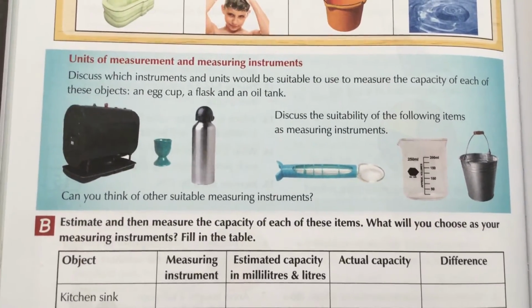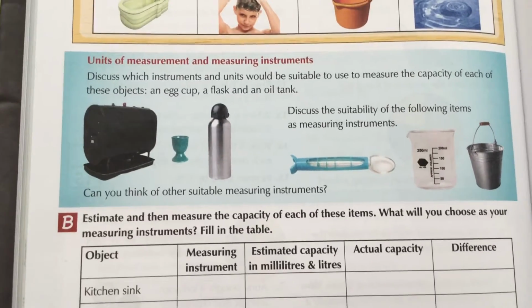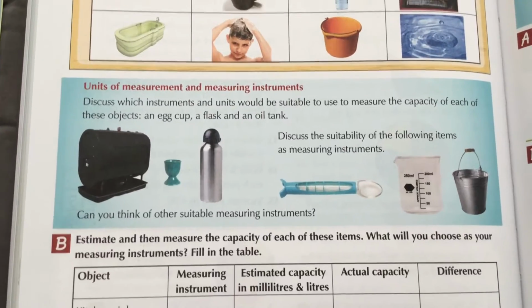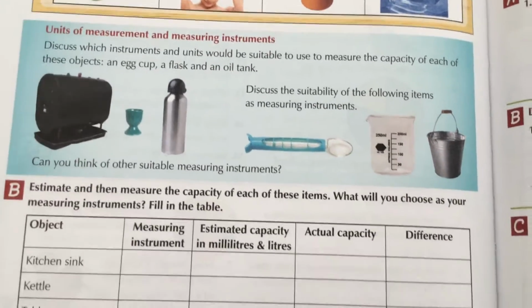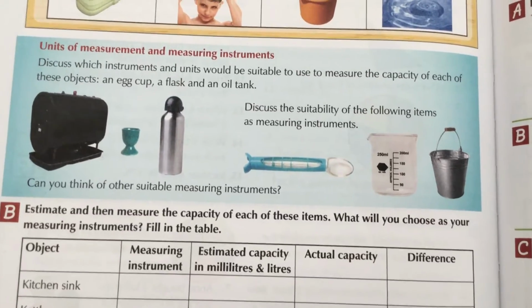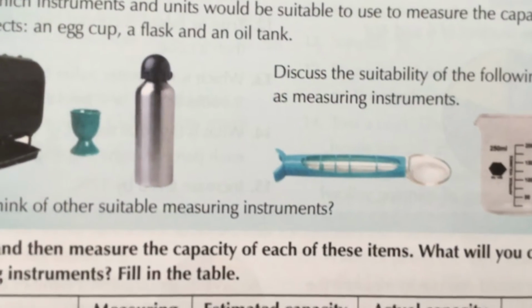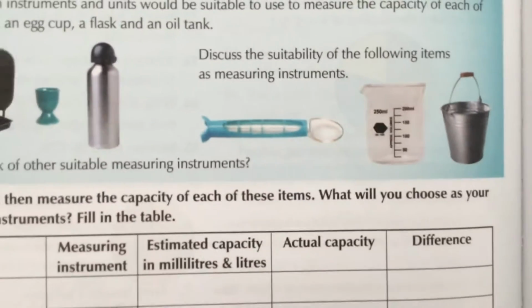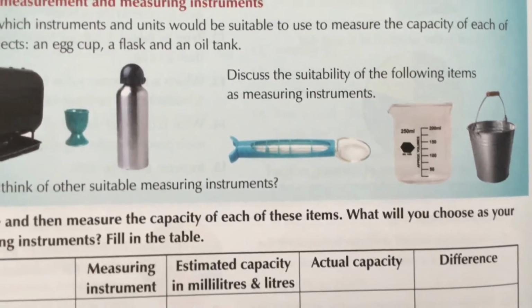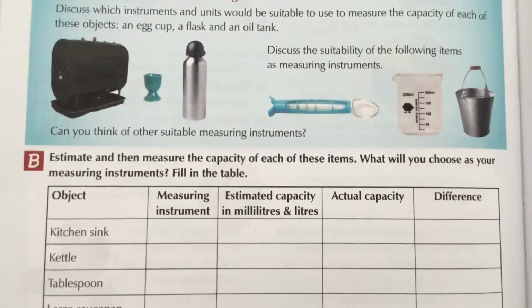Discuss which instruments and units would be suitable to measure the capacity of each of the following objects. So what would you fill a tank with? Discuss the suitability of each item as measuring instruments. So we have a tank, an egg cup, a flask, a spoon, a graduated jug, and a bucket. So estimate and then measure the capacity of each of the following items.